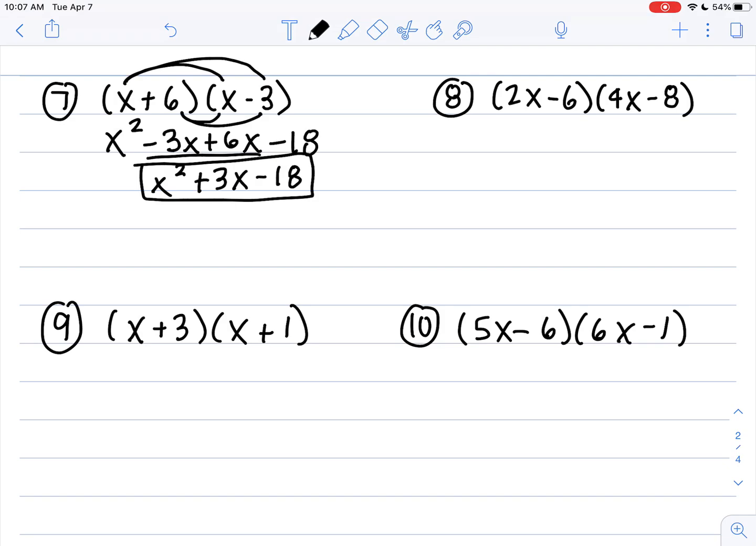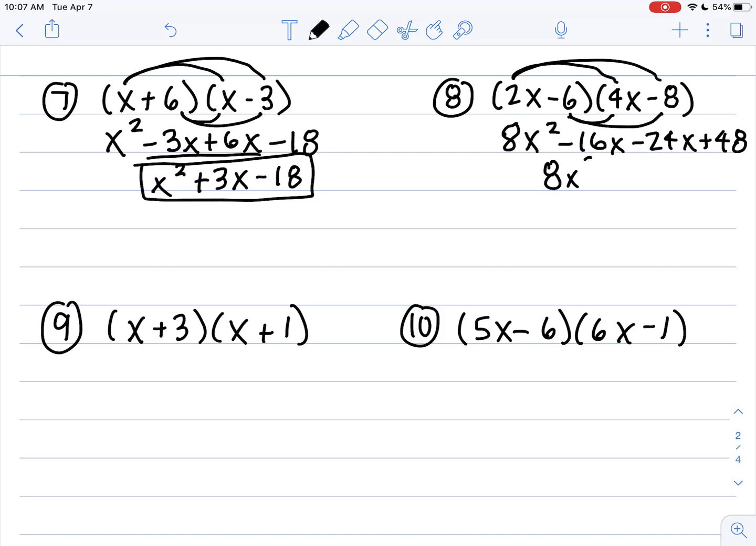Okay, number 8, 2x times 4x, the first 2 terms, that's 8x squared. 2x times negative 8, negative 16x. Negative 6 times 4, negative 24x. And negative 6 times negative 8 is positive 48. Okay, so I'm going to bring down the 8x squared. I'm going to combine the middle two, which is negative 40x plus 48.